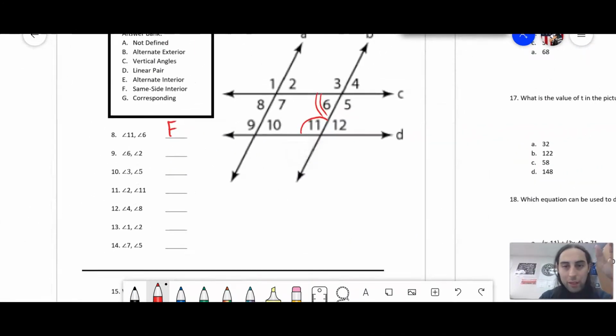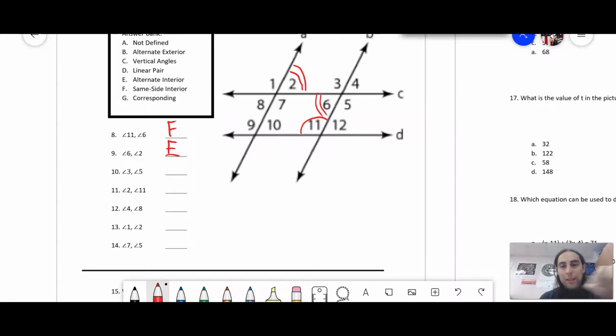6 and 2. Now 6 and 2, I'm going to mark both of those with 2 arcs because those match, okay? The transversal for 2 and 6 is C. C cuts through. And do you note how 2 and 6 are on different sides of the transversal? So those are alternate, and then they're between parallel lines A and B, so they're interior. So angle 2 and angle 6 are alternate interior angles. That's going to be E.